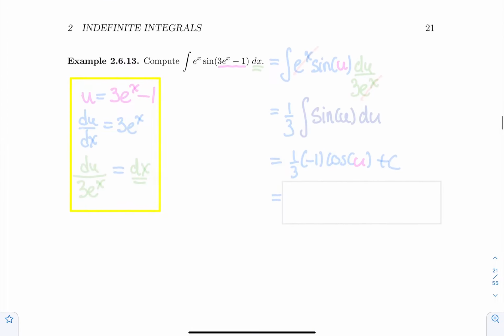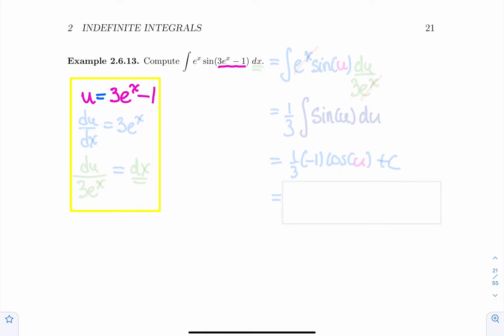All right, next example. We want to compute the integral of e to the x times sine of 3e to the x minus 1 dx. So again, first remark, this is not a basic integral. We have a product. We also have a function inside a function. Here, when we have something inside a function, like 3e to the x minus 1, which is inside the sine function, let's try to use this as our u variable. So let u be equal to 3e to the x minus 1.